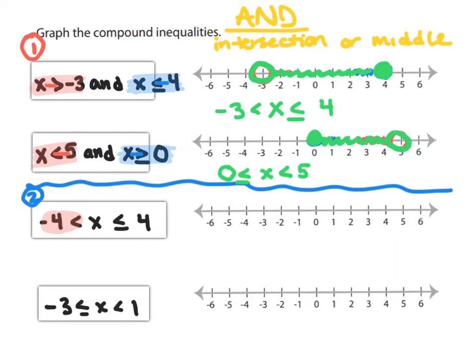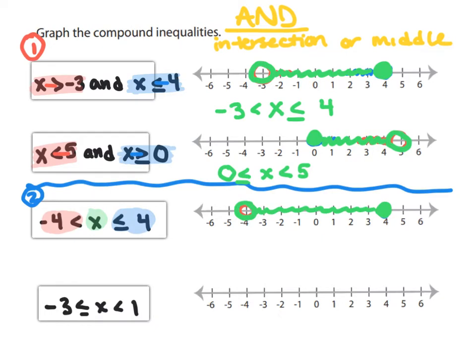So I can find -4, and I put an open circle. For the second half, I have x is less than or equal to 4. So I can find 4 and put a closed circle because there's a line underneath. And now I'm going to shade the middle where the x is. So I can shade the middle. So I have my full graph as shown here.